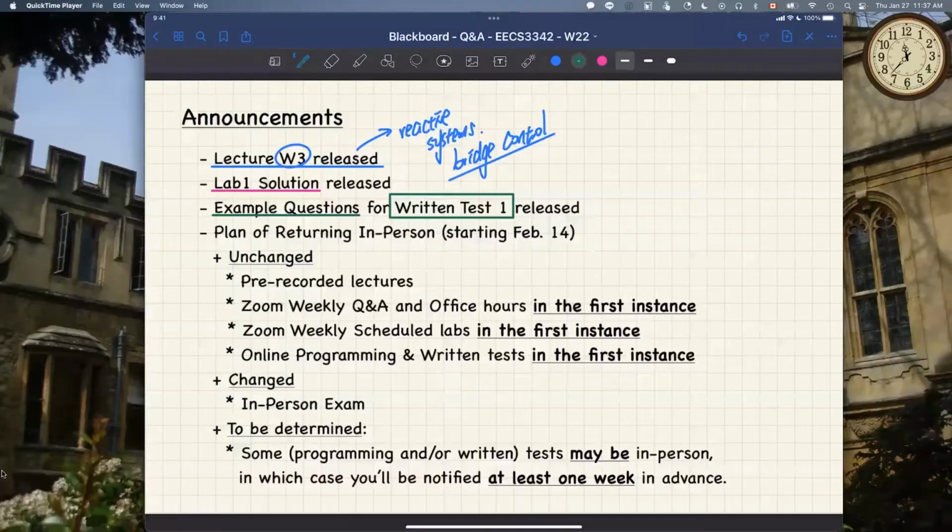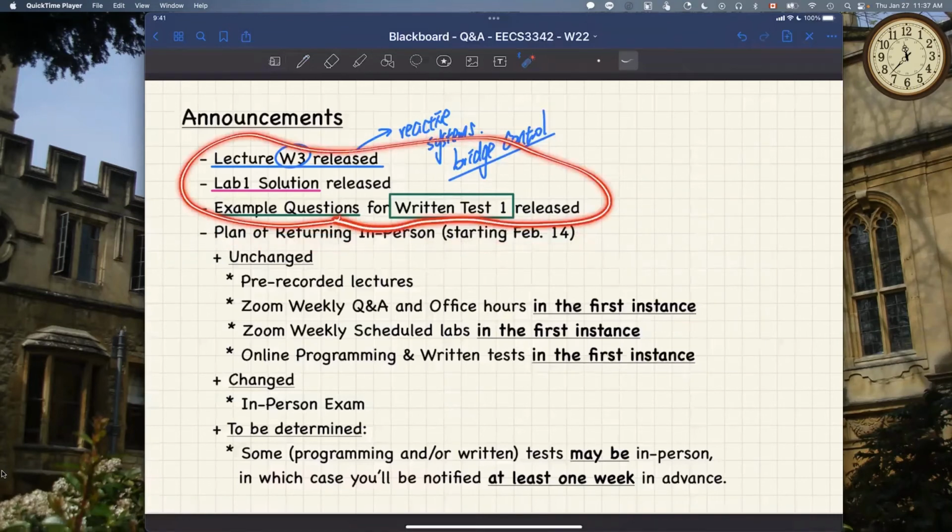All right, before I go on to the in-person learning beyond February 14th, for what I have just said so far, do you guys have any questions? You can feel free to ask now before I move on to the next item. Anyone? Anybody? So I hope things are clear so far about what you can expect, right?